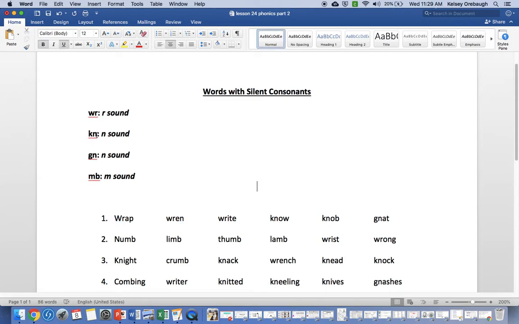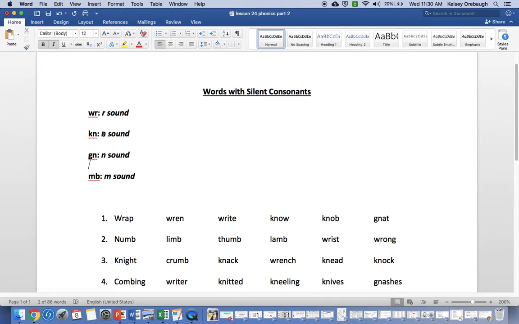KN, the silent consonant here is the K. We don't hear a K sound when K and N are connected. Instead, we just hear the N sound, like in the word night. Night begins with KN, and in words that begin with KN, the K is silent. We just hear the N sound, night.